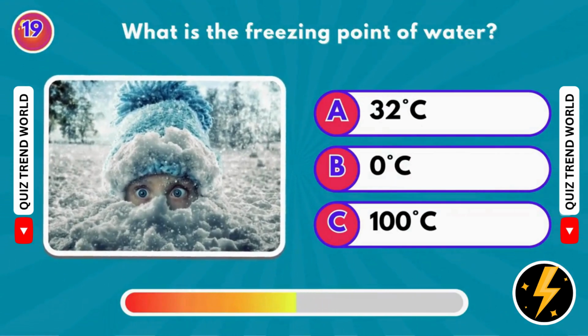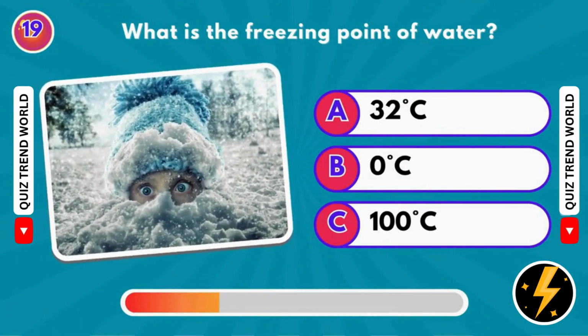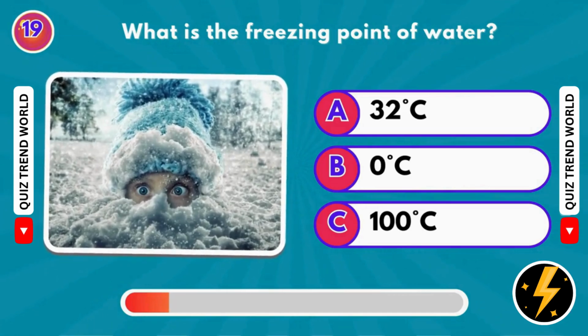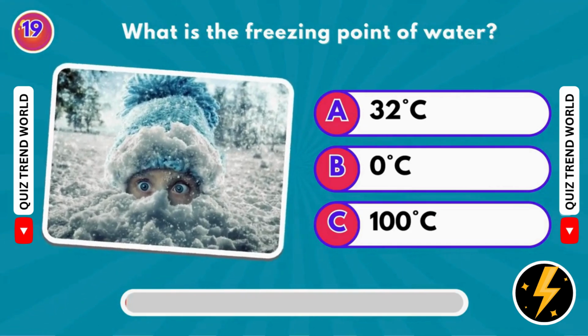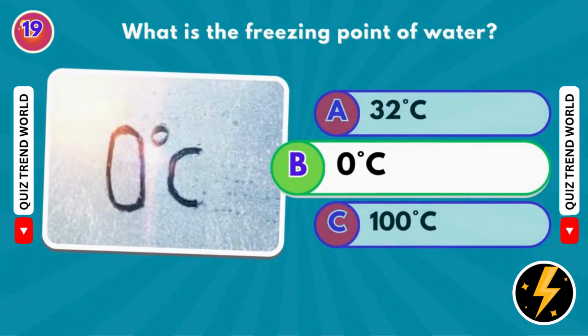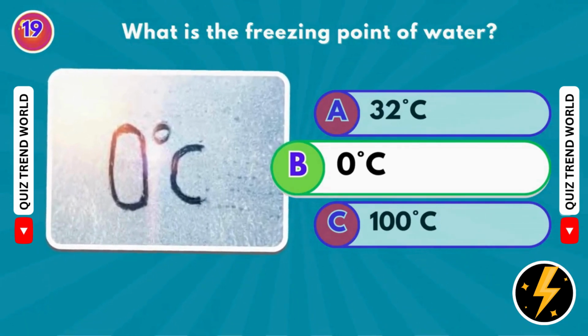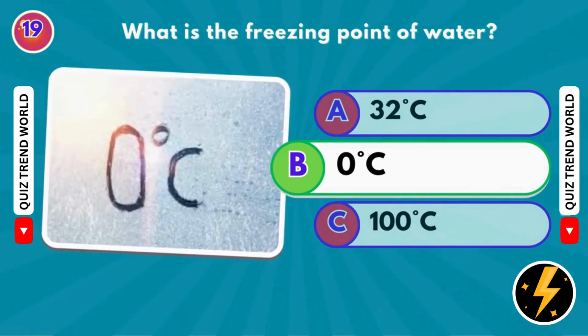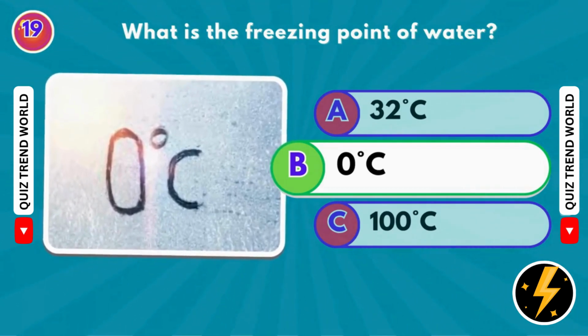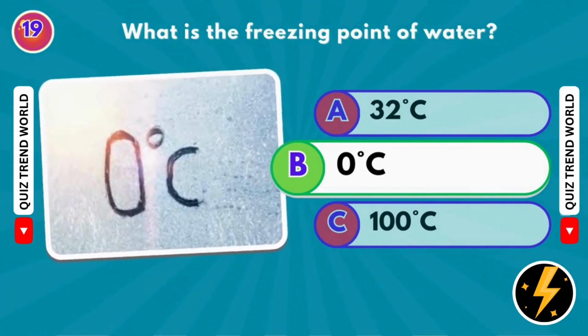What is the freezing point of water? A, B, or C? Zero degrees Celsius. Water will freeze at 0 degrees Celsius, which is 32 degrees Fahrenheit. Anytime the temperature drops below these, liquid water will begin to turn into ice.